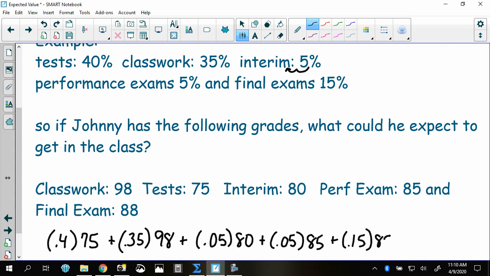Okay, so if we take our calculator and type in all of those multiplications, so 0.4 times 75 plus 0.35 times 98 plus 0.05 times 80 plus 0.05 times 85 plus 0.15 times 88. So if we type all that in, always double check and make sure you got all the numbers correct, and he gets a score of 85.75.